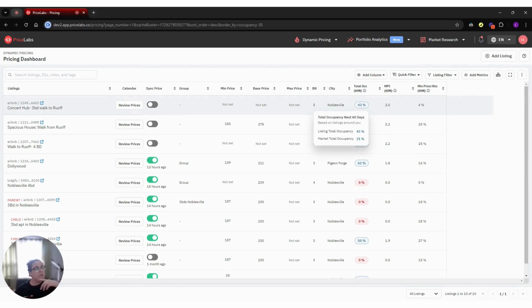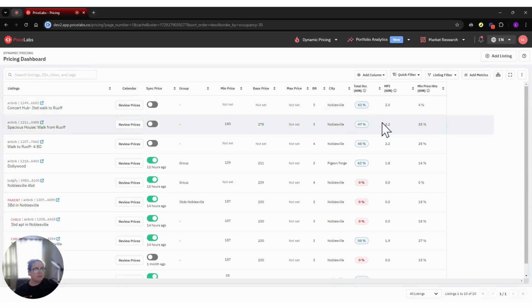When we hover over the total occupancy next 60 days to the left there, as you can see, the pop-up confirms. So it's got the listing's total occupancy at 43%, whereas the market's total occupancy is 21%. So in this situation, this is a 2.2, so this is going to be a little bit over double the market's occupancy. And again, confirmed through those numbers as well. So these are some pretty key indicators.